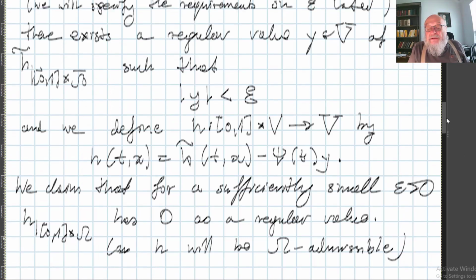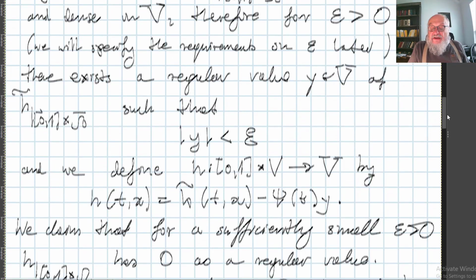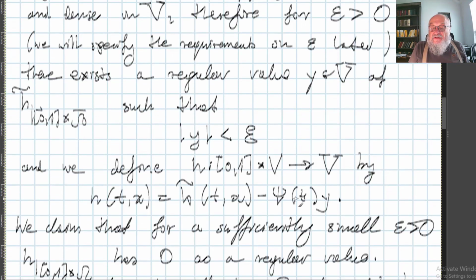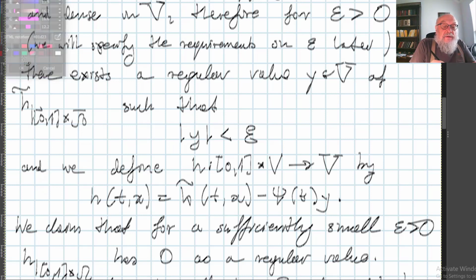Notice that the formula is constructed in such a way that that function is 0 near the endpoints, for t equals 0. Maybe I'll change it to red to write this remark.